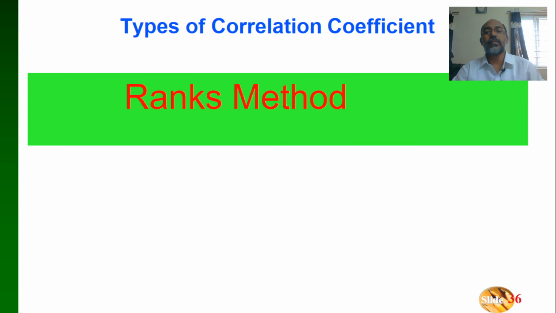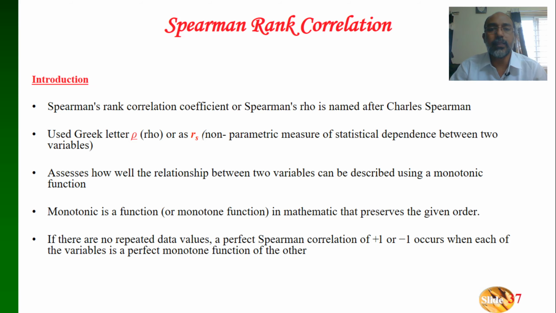This is given by Spearman. It is called the Rank method, given by Spearman's rank correlation. It is given by the person called Charles Spearman. It is also called Spearman's rho. Rho is a Greek letter, but we can also call it rs.